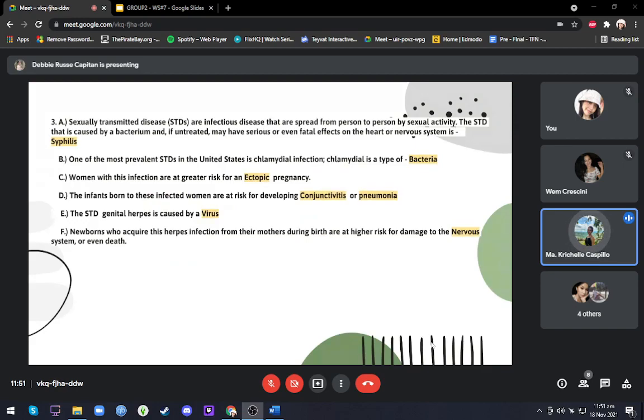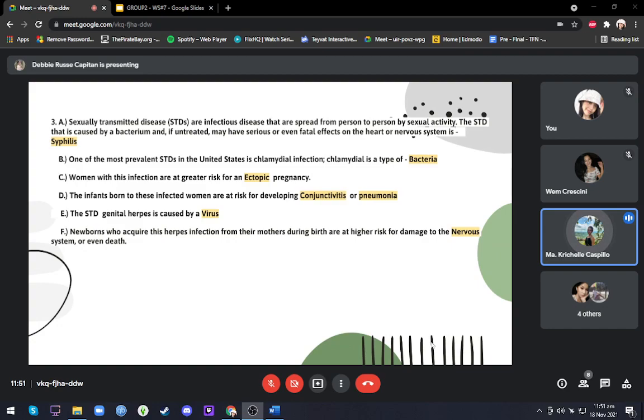Next, sexually transmitted diseases are infectious diseases that are spread from person to person by sexual activity. The STD that is caused by a bacterium and, if untreated, may have serious or even fatal effects on the heart or nervous system is syphilis.